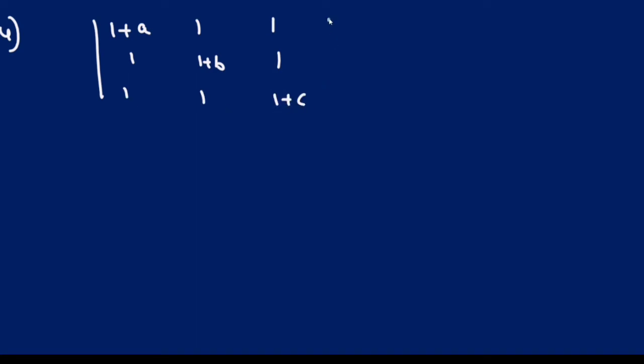Fourth one, prove that (1 plus A)(1 plus B)(1 plus C) is equal to ABC times (1 plus 1 by A plus 1 by B plus 1 by C).